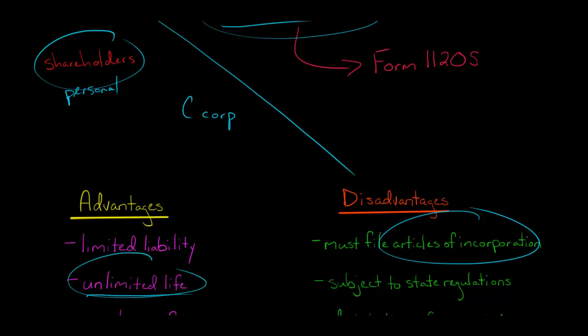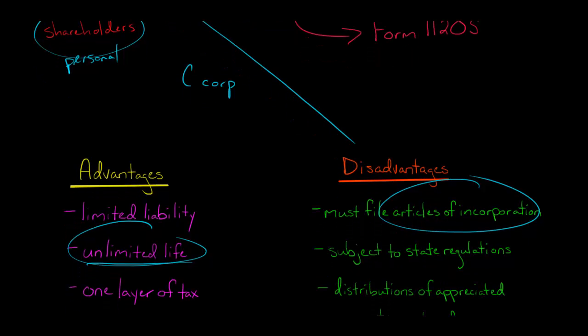Okay? Now, similar to a C corp, you're also going to have state regulations. You might have to file an annual report or pay certain fees to maintain your corporation. Now, different from a C corporation, the S corp only has one layer of tax. It is a flow-through entity similar to a partnership or a sole proprietorship. So there's not two layers of tax. There's no double taxation issue.